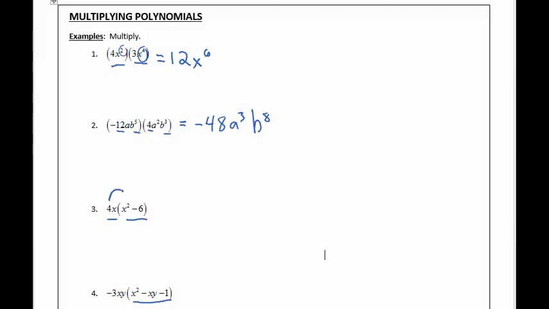Okay, now be careful with number 3. We've got to distribute. When I've got one term out here and more than one here, I've got to multiply it by both. I see this mistake a lot. I see the first term done correctly. That'd be 4x cubed. And then a lot of times I just see minus 6. People forgetting to distribute to that second term. And that would give me minus 24x.